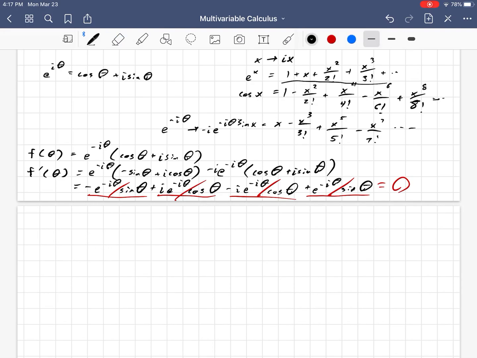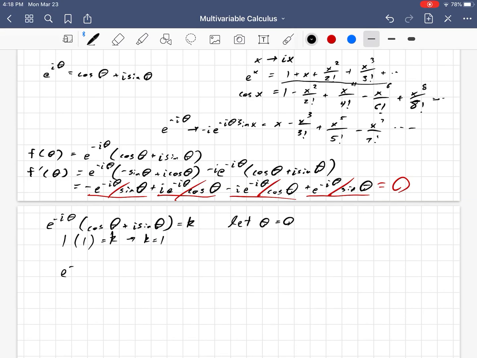So we can say then, for all values of theta, that e to the negative i theta times cosine theta plus i times the sine of theta is equal to the same constant, which I'll just call k. And we can solve for k by plugging in any value of theta we want. I'm going to choose a nice value and let theta be equal to 0. So e to the 0 is 1, so we have 1 times cosine of 0 is 1, plus sine of 0 is 0, so 1 is equal to k.